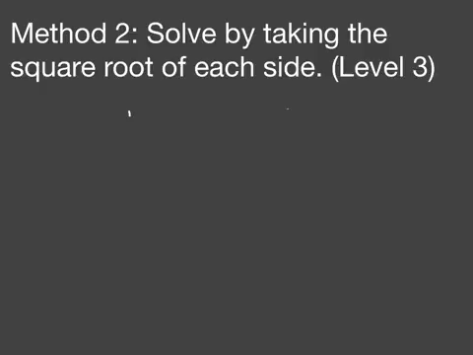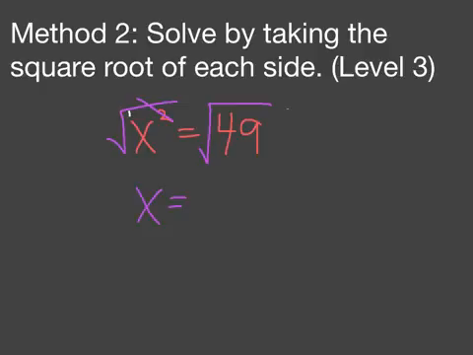The second method that we are going to learn about is to solve quadratics by taking the square root of each side. So, for instance, if I have x squared equals 49, I could simply solve this equation by taking the square root of each side. Then the square root and the x squared would cancel, and I would get the x all by itself. And then the square root of 49 could either be a positive 7 or it could be a negative 7. This method is a level 3 skill.